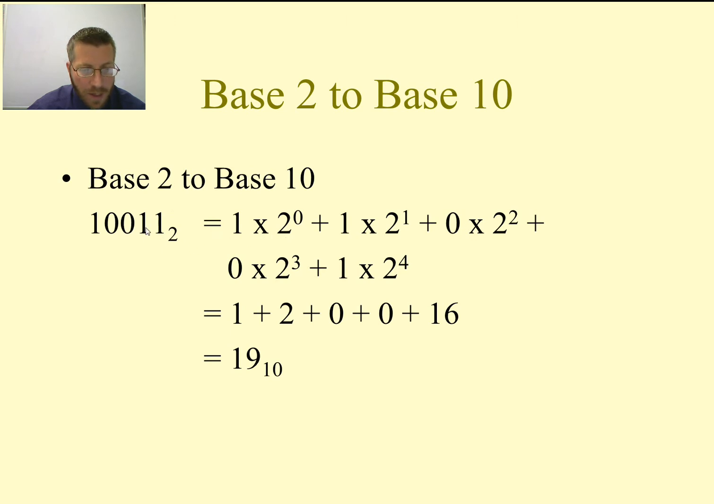This 1 right here represents the 2 to the 1. So there's my 1 times 2 to the 1. I'm going to add that to a 0 times 2 to the 2 right here. Add that to a 0 times 2 to the 3. And add that to a 1 times 2 to the 4.